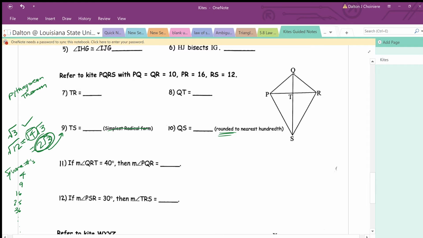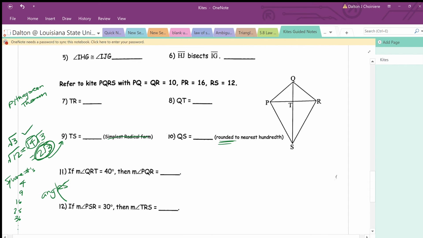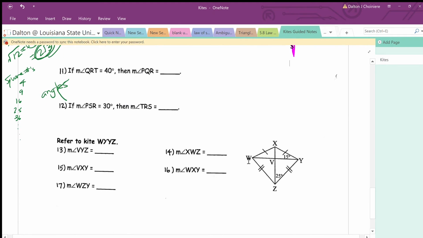Okay. 11 and 12 are dealing with angles. So that's not going to be Pythagorean theorem. This is just going to be using what you know about the kite to find your angles. Also remember about this kite, every time I see a kite, I always figure out what my long diagonal is first. And I just highlight or darken that so that I know that I can fold it over that diagonal and everything will be congruent on the other side.